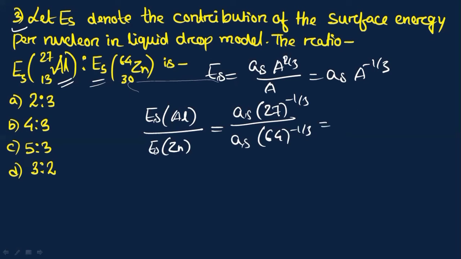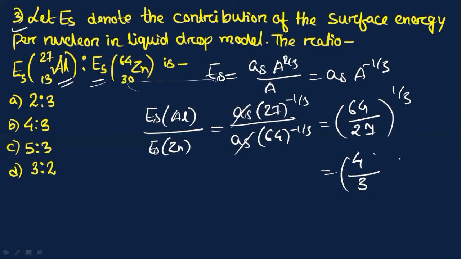So you can write it as what? AS and AS will get cancelled. You can take the reciprocal to make the power positive. That will become 1 by 3. Now 4 cube is what? 64. 3 cube is what? 27. So this whole cube into 1 by 3. 3 and 3 will get cancelled. So the ratio is what? 4:3. So the correct option is Option B.